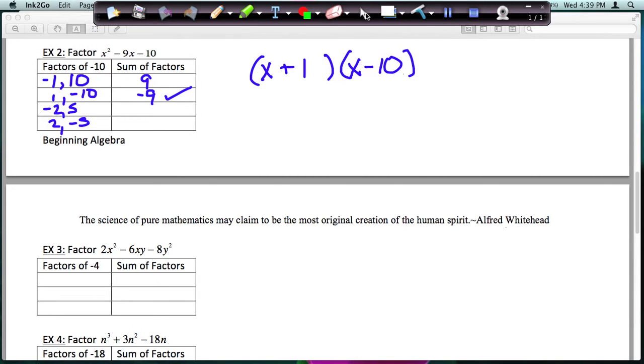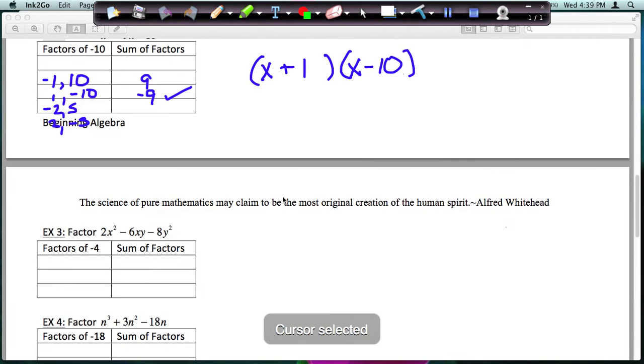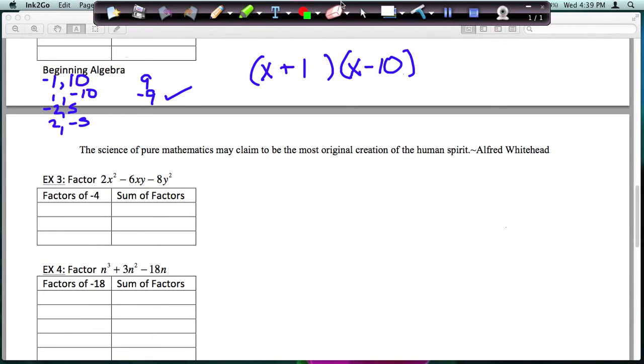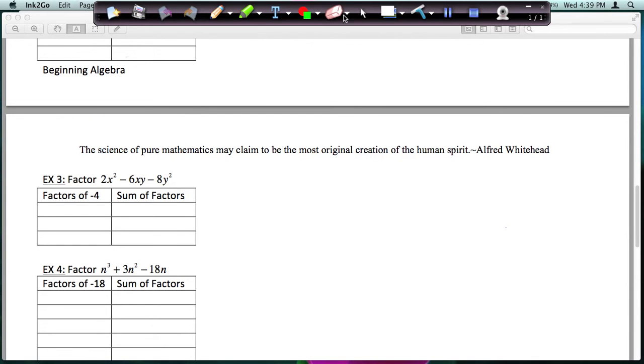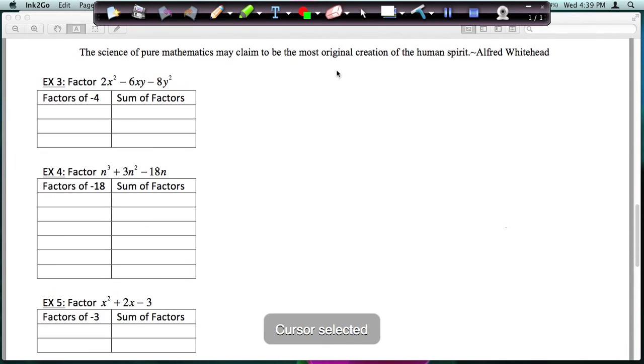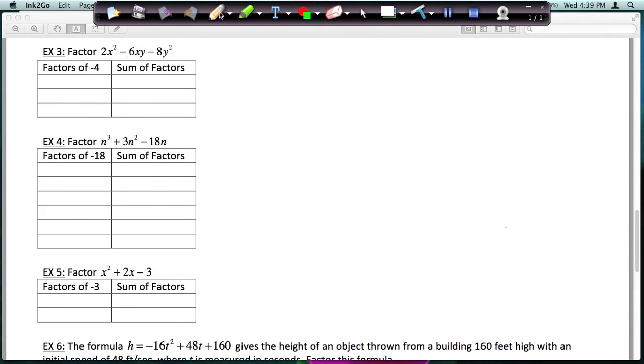Okay, let's look at this next example. Example 3, we have 2x squared minus 6xy minus 8y squared. So remember, the first step always is to see if there's a GCF that you can pull out. And I can pull out a GCF. So I'm going to go ahead and do that before I even try and factor this. So the GCF is a 2. That's the only thing they have in common. So I'm going to pull that 2 out. And remember, that means I'm going to divide everything by 2. So this is going to become x squared minus 3xy minus 4y squared.